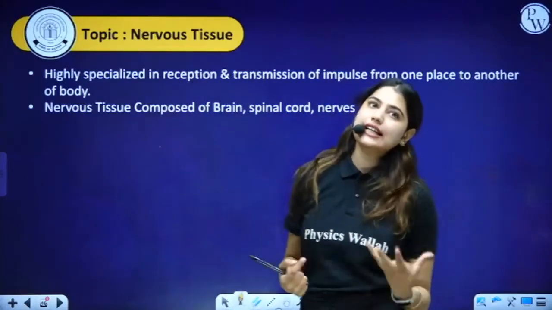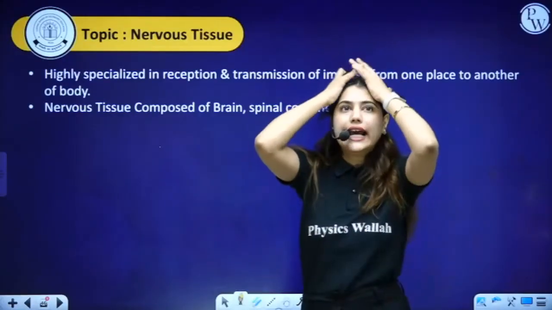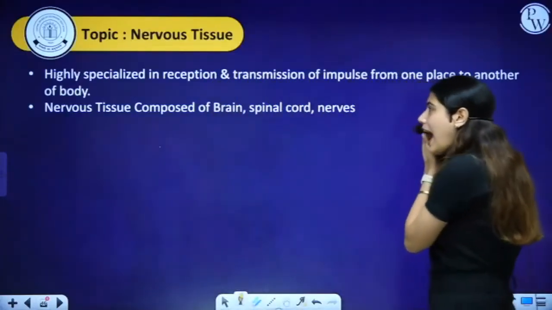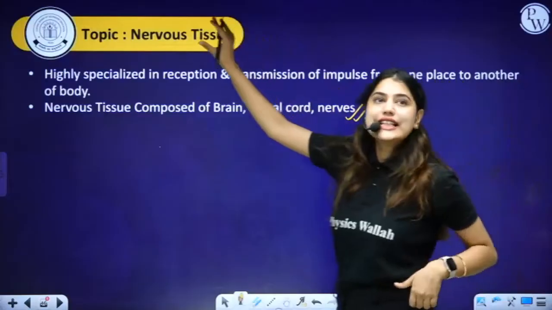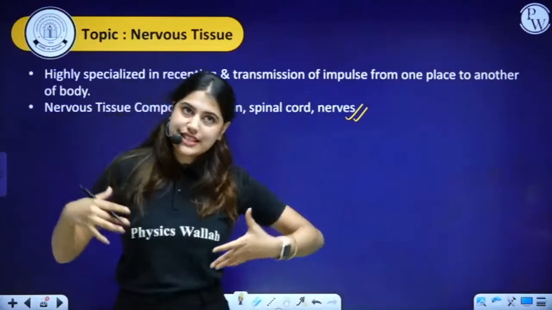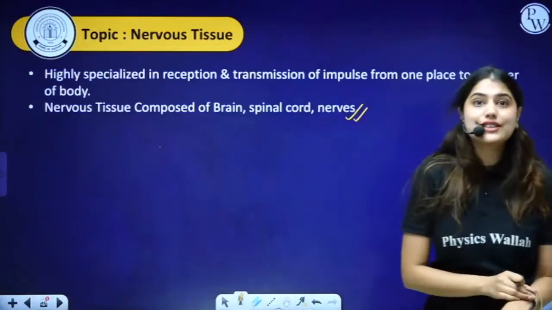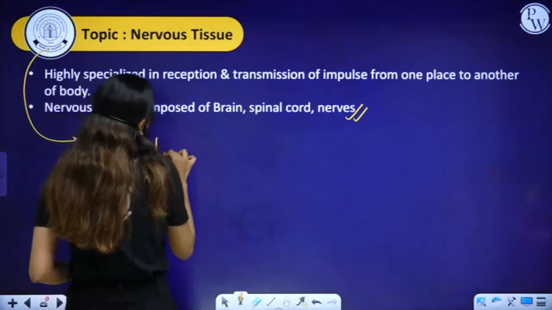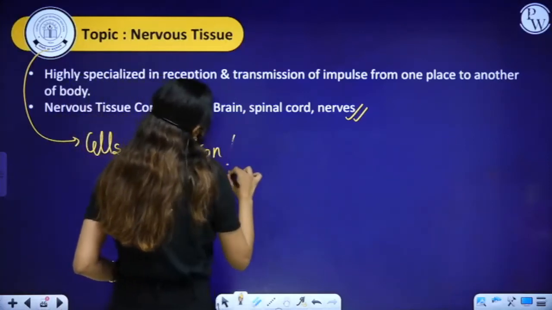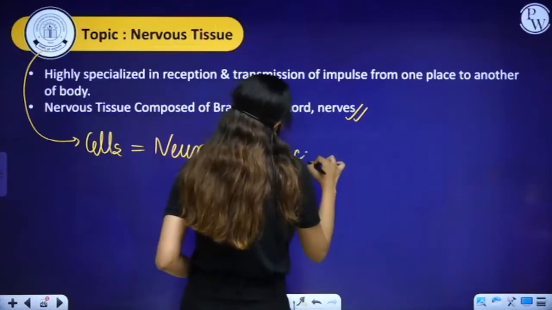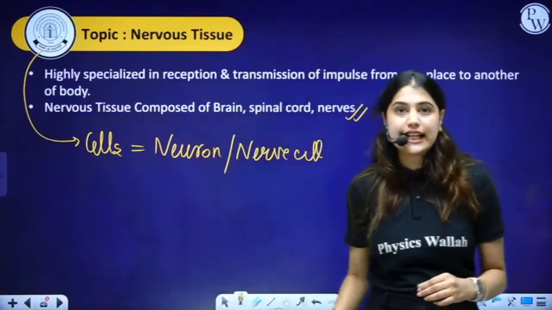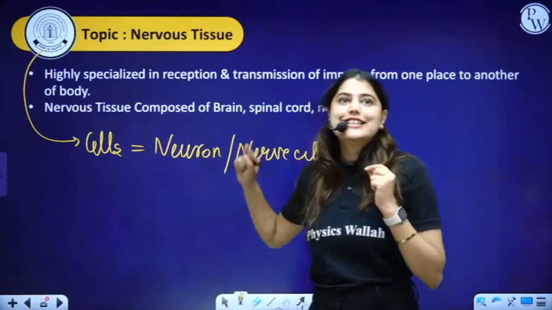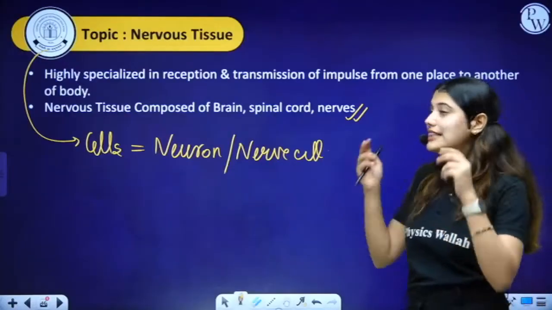So nervous tissue basically is composed of the brain, the spinal cord and the nerves. Brain, spinal cord and the nerves. Now, since it is a tissue, it will be made up of cells. And what are the cells of this tissue? The cells are called the neuron, or also called the nerve cell. So basically I can say neuron is the structural and functional unit of the nervous system, right?